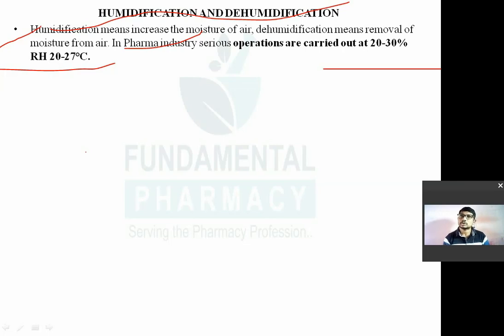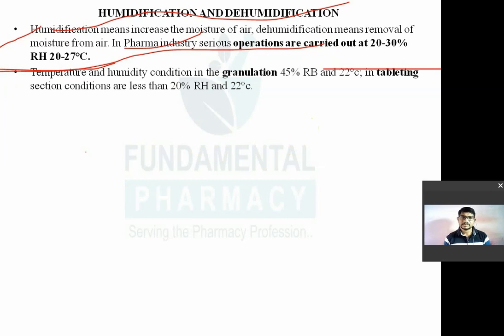So how can you control that? By using humidification and dehumidification. Most of the operations are carried out at 20 to 30% relative humidity and 20 to 27 degrees Celsius temperature. इसके ऊपर डायरेक्ट एक बार क्वेश्चन आ चुका है. In the pharma industry, serious operations are carried out at 20 to 30% RH, 20 to 27 degrees Celsius temperature. ये याद रखो. And temperature and humidity conditions in the granulation area.